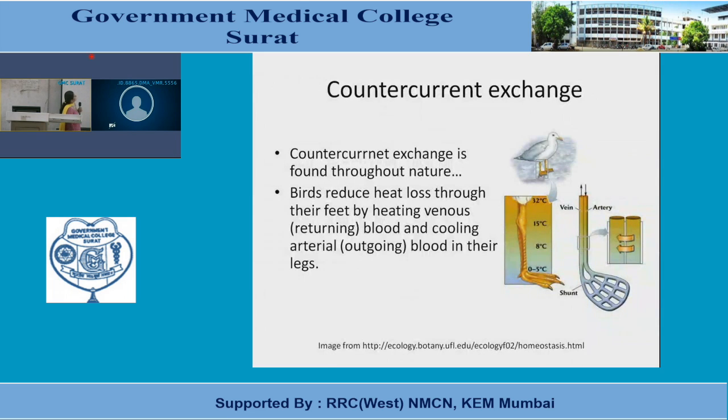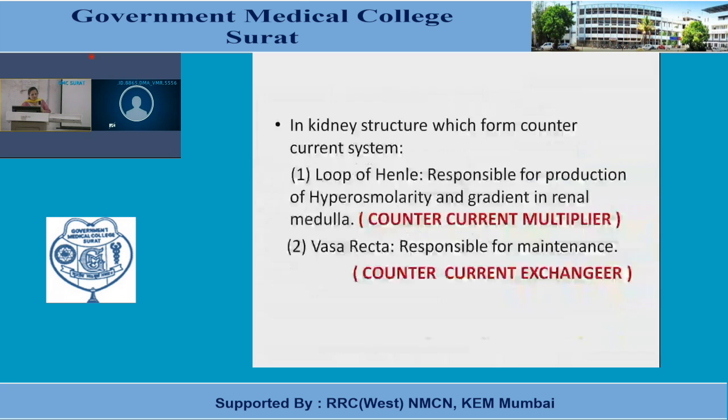The birds reduce heat loss. So in one end of the capillary, there will be heating, and in the other end, there will be cooling, so that heat loss will not be there, and this is important in very cold climates, so that the body will conserve heat. So the loop of Henle is responsible for the countercurrent multiplier system, and the vasa recti for the countercurrent exchange system.